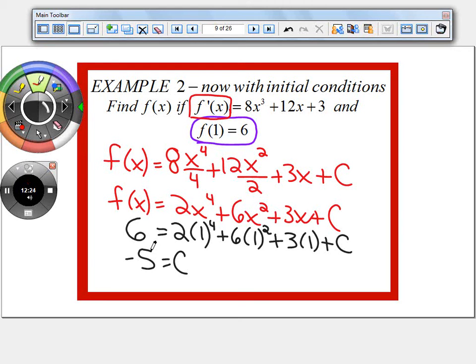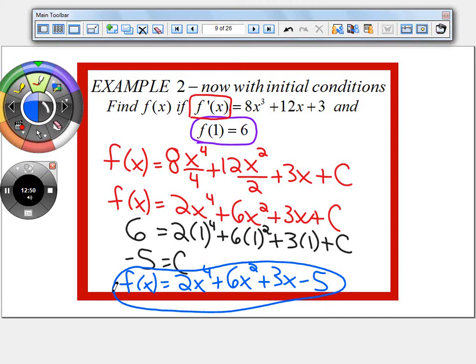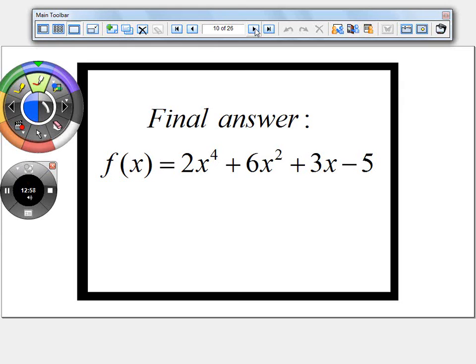And so that helps us write the exact function for this. And so the exact function is f of x equals, the same thing. So 2x to the 4th plus 6x squared plus 3x. And so we no longer have this arbitrary constant. We know exactly what it is. It's -5 because we had some initial conditions to be able to nail down exactly what the antiderivative is. Okay? Final answer, same thing there.